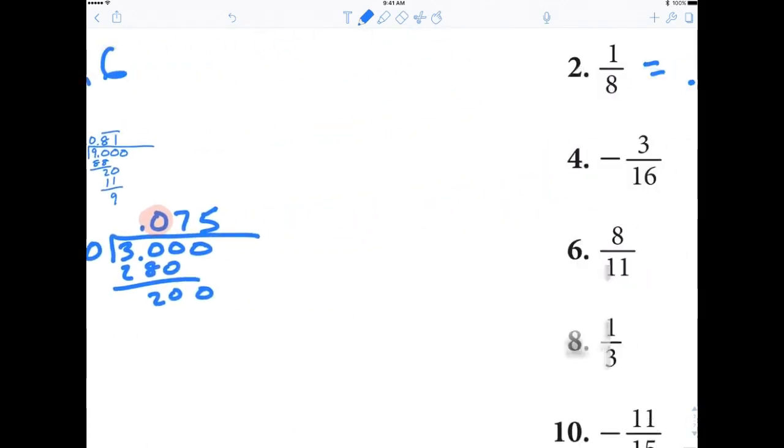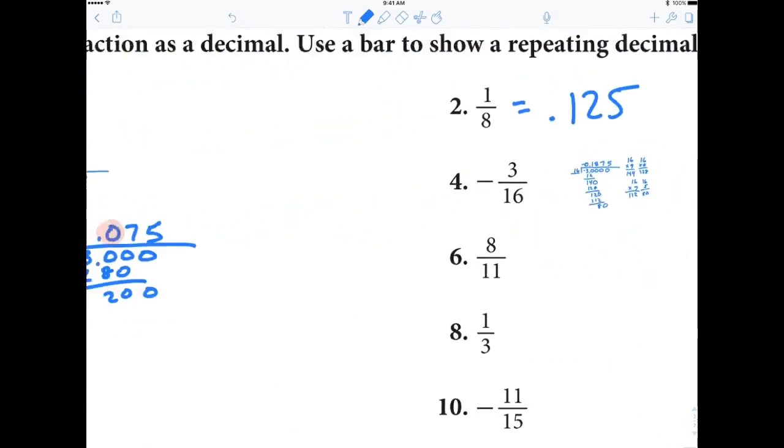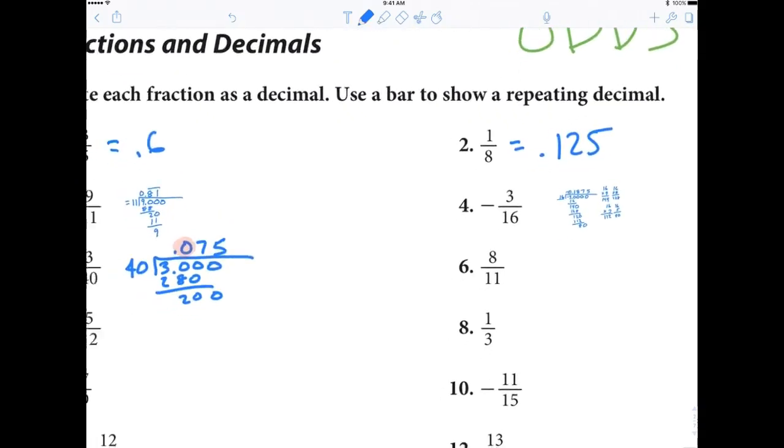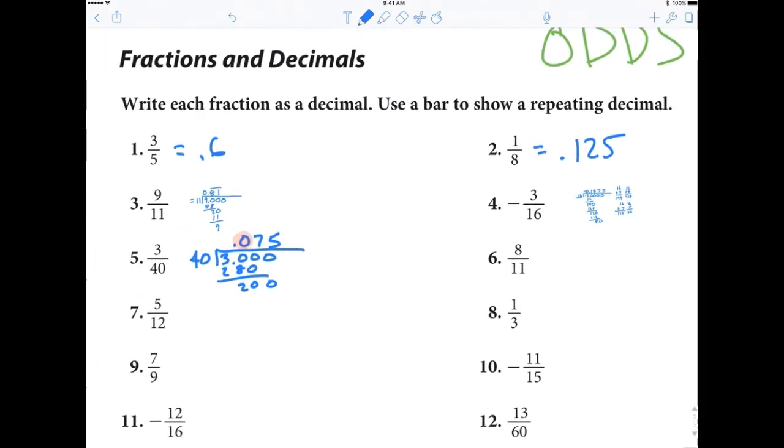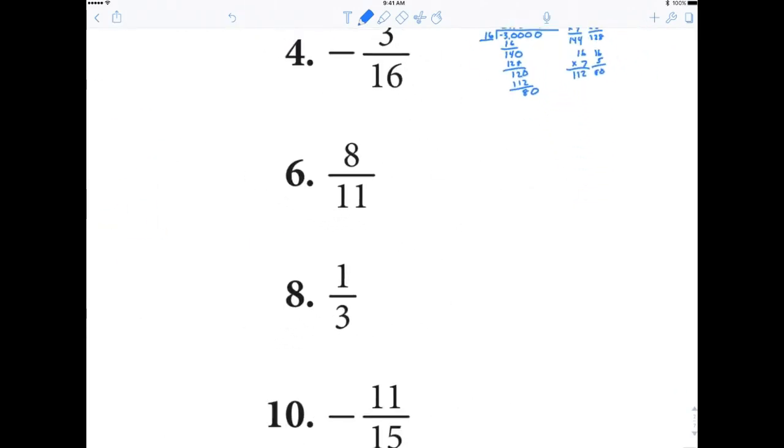All right, let's do a couple. Let's do 6. Now, well, I did 9/11ths. Let's see if there should be a quick pattern to 8/11ths. So let's do that again. 11 goes into 8.0.